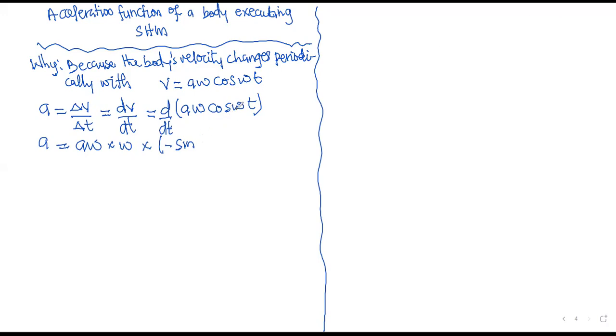The differential of cos omega t is negative sine omega t. Okay, so when we put them together, we have minus omega squared A. Let's use capital A for the amplitude in order to create that distinction between acceleration and amplitude. So minus omega squared A sine omega t.